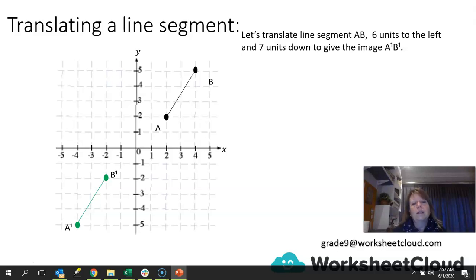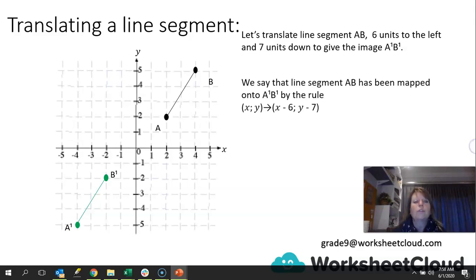And then we can check, is our gradient the same? Yes. Is the distance apart from A to B the same? Yes. So therefore we have translated line segment AB and it has been mapped onto A1, B1 by the rule x minus 6, y minus 7. And we'll go over how to make up that rule later on in today's lesson.